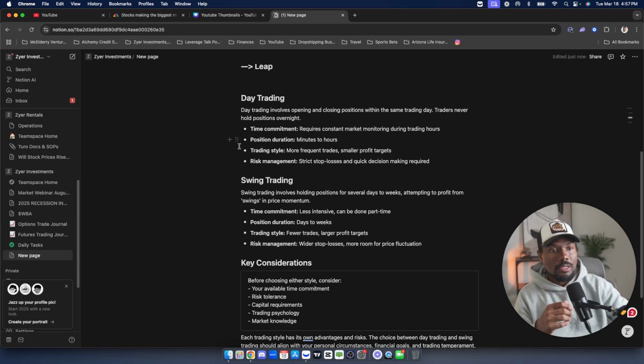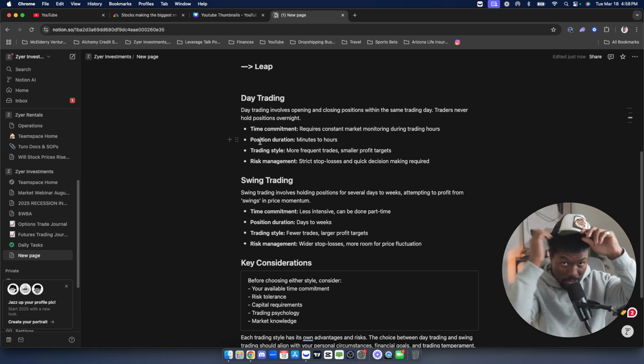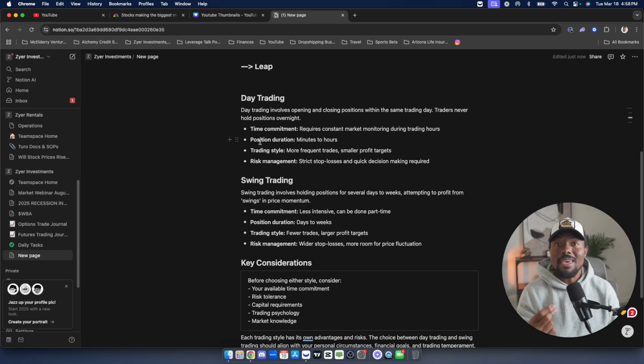Okay. So position duration, minutes to hours. So you can be, and here's where this scalp comes in. A position means how long you're in that trade. So you open a position, meaning you buy that trade, whatever it is, and I'll show you on the charts what it looks like. You buy that trade, and then you can make money within minutes.